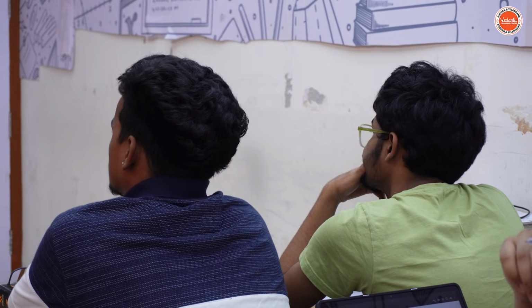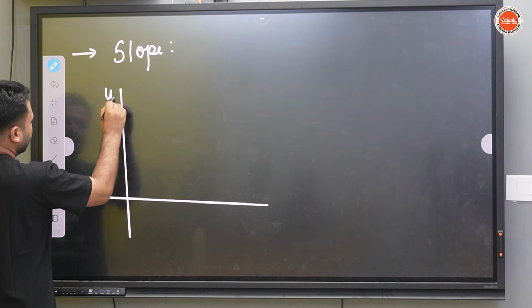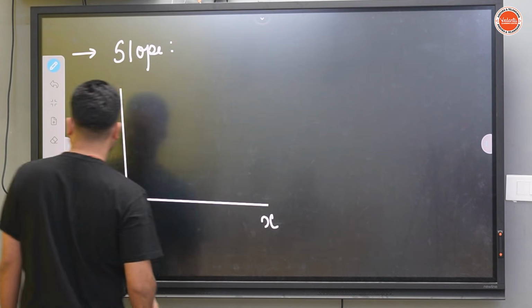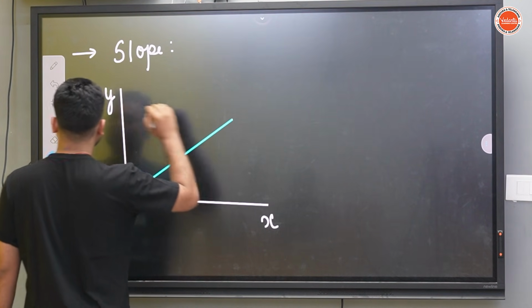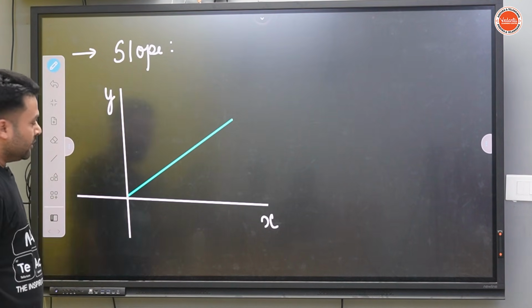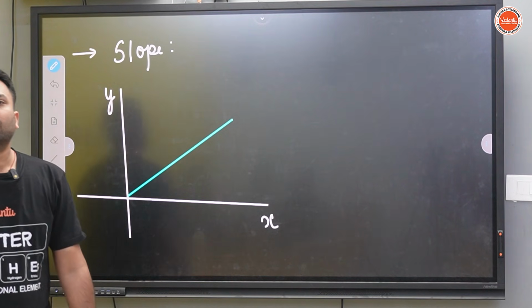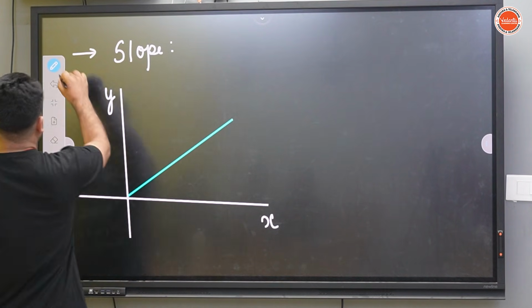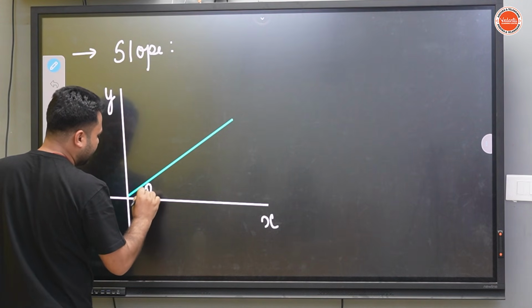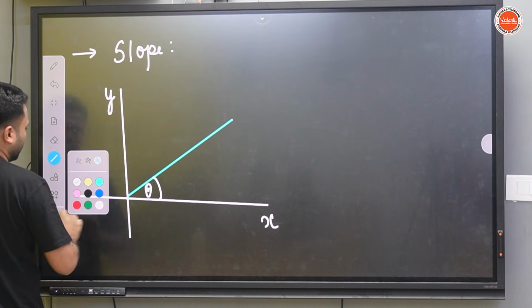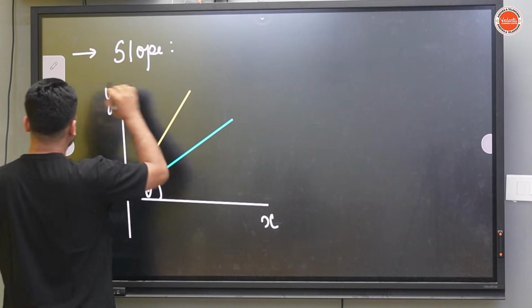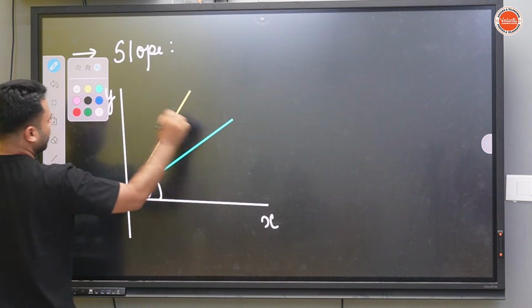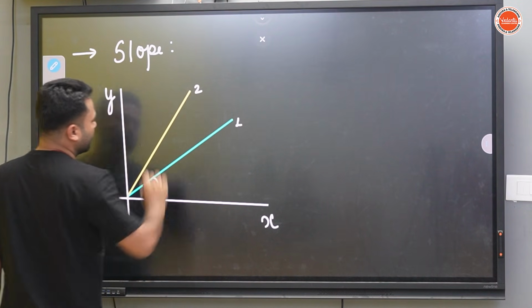Like suppose this is the y axis, this is the x axis, and there is a line. So slope means inclination of the line. Okay, like here you can see, if I write this angle theta. So if we have two lines, this is line number 1 and suppose this is line number 2, correct?